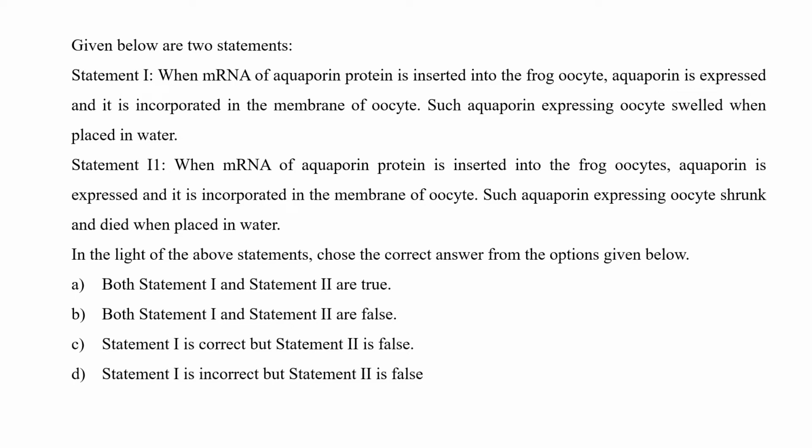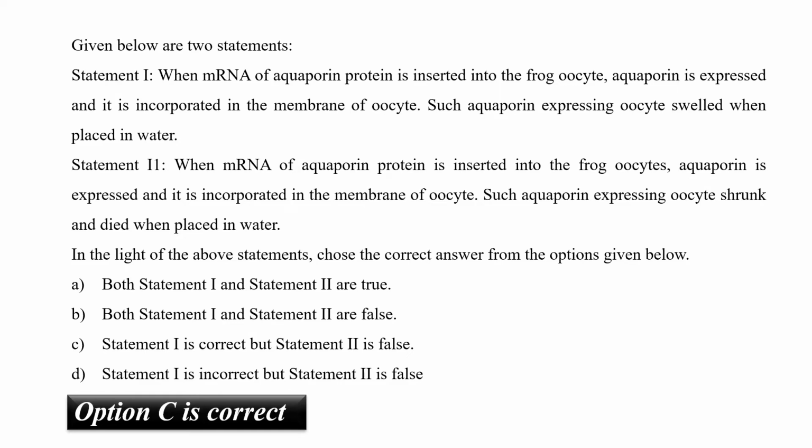In the light of the above statement, choose the correct answer from the options given below. So the cell membrane of a variety of different bacteria, fungi, animals and plant cells contain aquaporin, through which water can flow more rapidly in and out of the cell than by diffusing through the phospholipid bilayer. When Peter Agre and colleagues compared frog oocyte expressing aquaporin with control oocytes that lack aquaporin and they were placed in water, they found that oocyte expressing aquaporin swelled and burst up as the water was transported into the cell. So here statement 1 is correct and statement 2 is false, and our right answer is option number C.